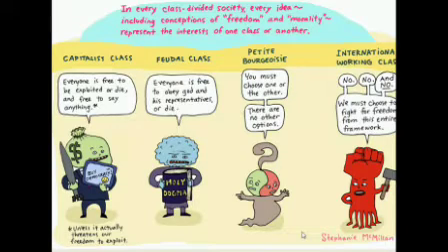In every class divided society, every idea, including conceptions of freedom and morality, represents the interest of one class or another. So in this graphic, we see that for the capitalist class, it believes that freedom is that everyone is free to be exploited or die, and pretend to be free to say anything, because you're free to say anything unless it actually threatens the freedom to exploit of the capitalist class. For the feudal class, freedom means everyone is free to obey God and his representatives or die.